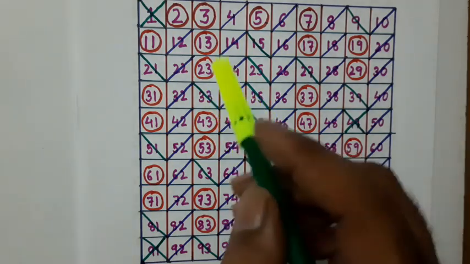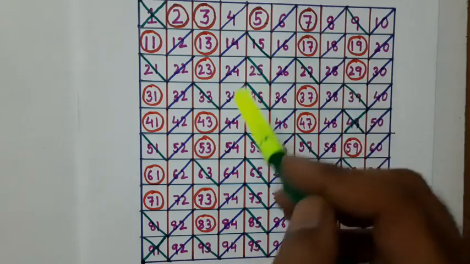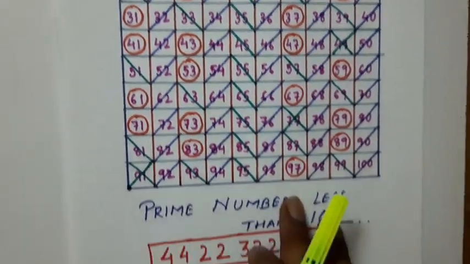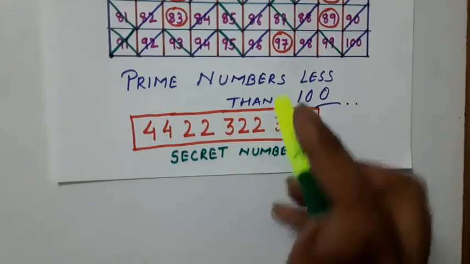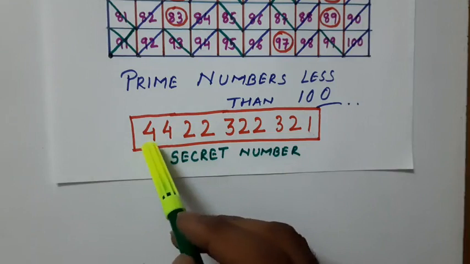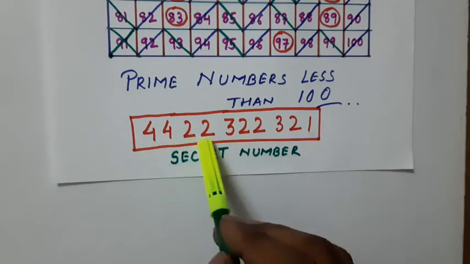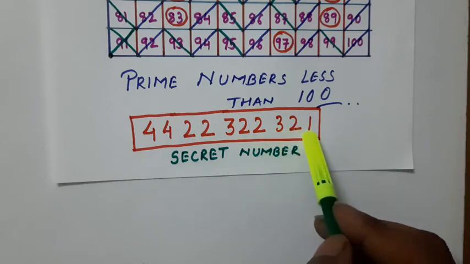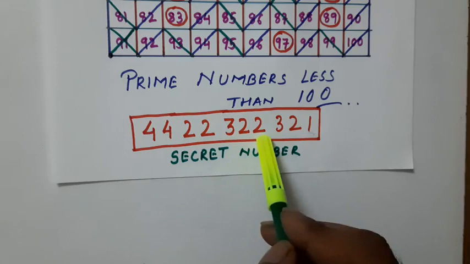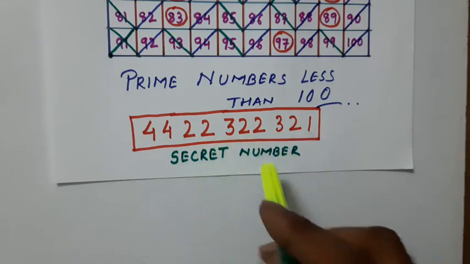Now, how to remember how many prime numbers there are in the set of 100 numbers? We will follow a secret rule. You can see here, this says prime numbers less than 100. So just remember the number, it's a secret number, 4422 322 321. We can remember it like a phone number.